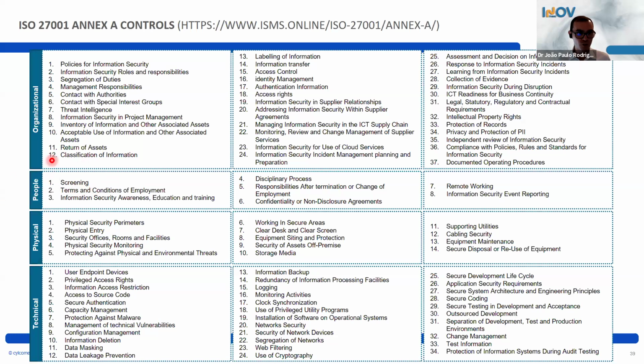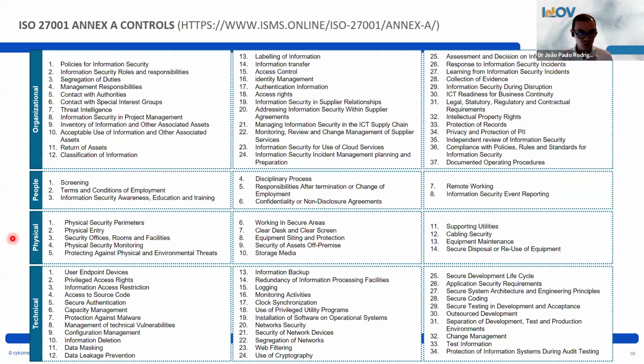Regarding people, we have the screening of candidates for the organization, terms and conditions of employment, like NDAs or any other types of signed agreements. Information security awareness, education and training, disciplinary processes, remote working policies.